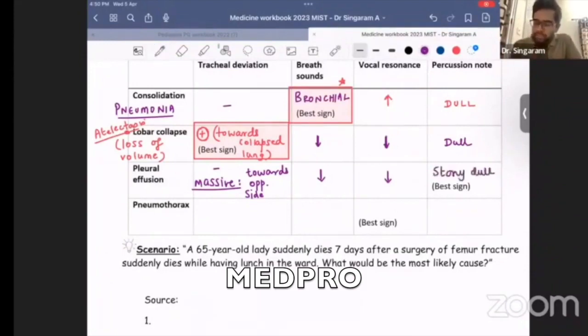And this is supposed to be the best sign of pleural effusion. Very important again. This is supposed to be the best sign of pleural effusion. This is a stony dull note because fluid is there, correct? Definitely it will be dull and it will be very dull also. That is what I call stony dull.